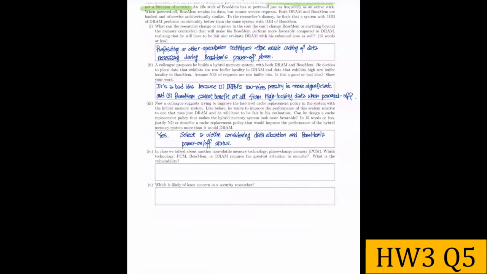So let's first think about potential vulnerabilities of each memory covered in our class. First, PCM. It has a serious vulnerability due to its non-volatility, which is commonly called the data remanence problem. Meaning that after the power is off, an adversary can obtain the data stored in the memory.